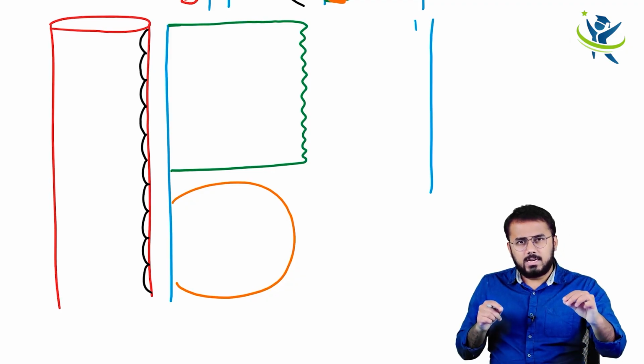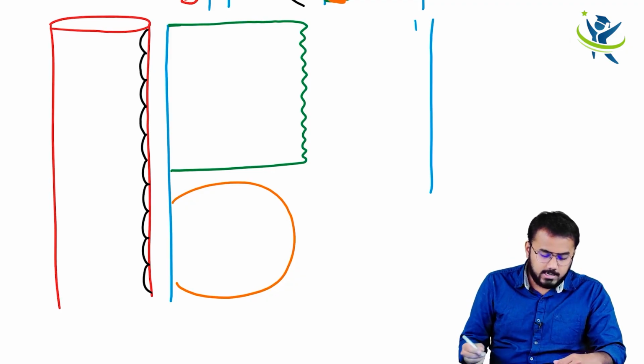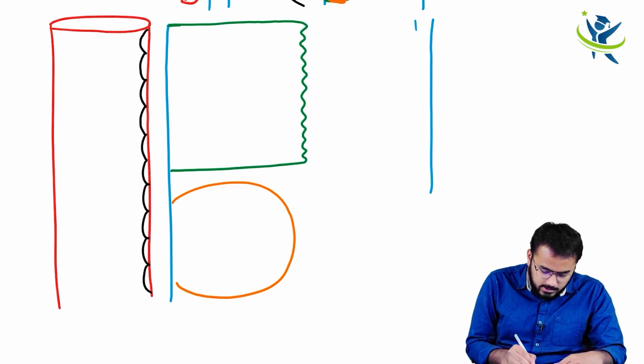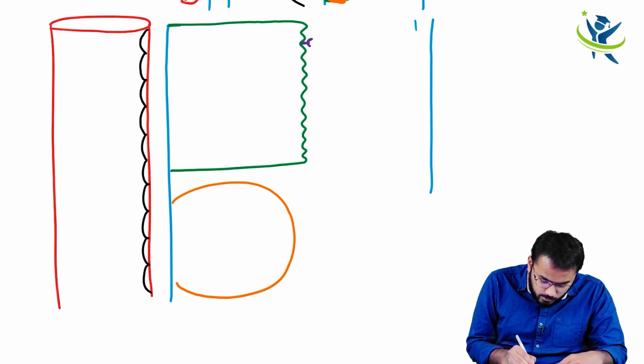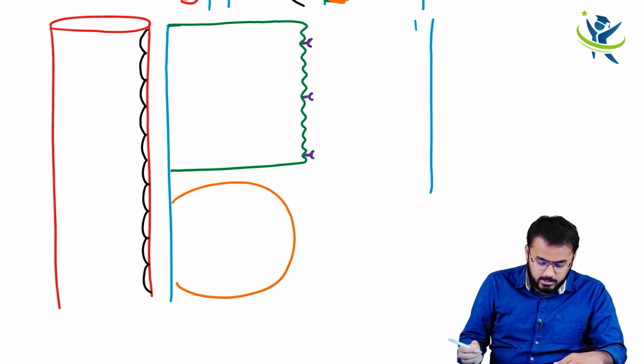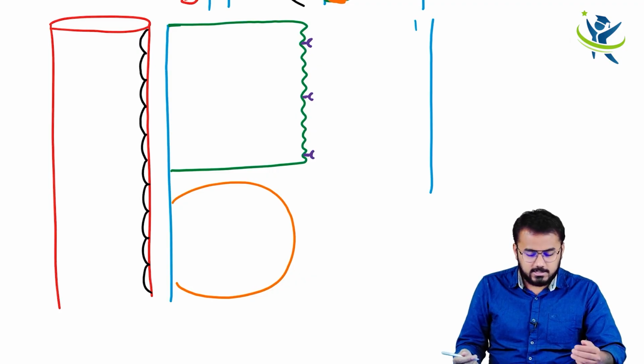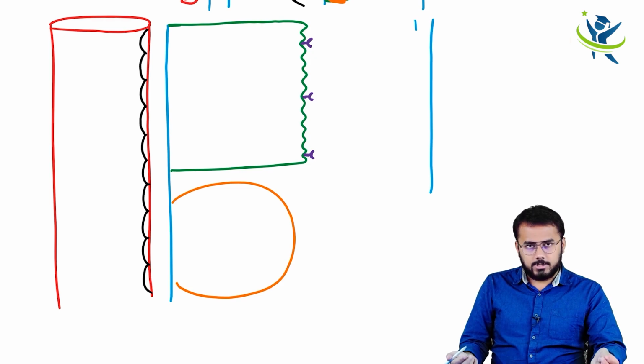When you zoom inside the epithelial cells, on the surface of the epithelial cells, guys, you will find some small receptors like this. These receptors are called sialic acid receptors, or sialic acid sugars.